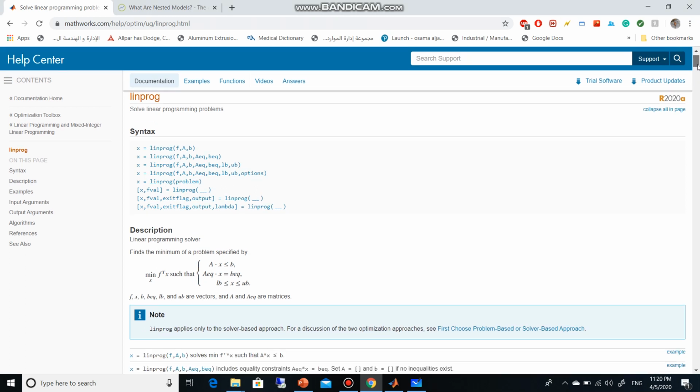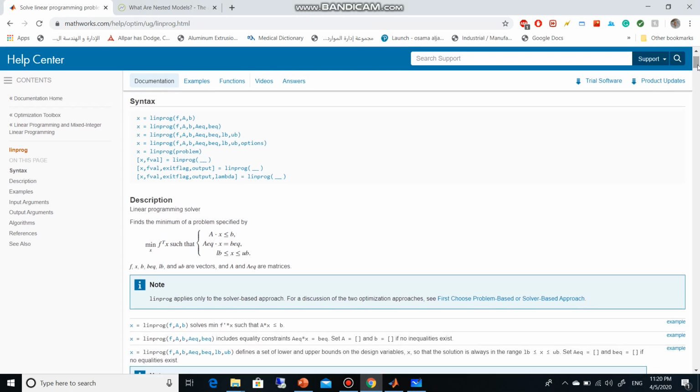So I have uploaded in the Blackboard this page where you can look at the linear programming problem. Basically, all the problems in optimization are minimization. For example, remember, the transportation problem is minimization. The assignment problem is a minimization problem. The minimum spanning tree is a minimization. The critical path method is a minimization problem. The traveling salesman problem is a minimization problem.